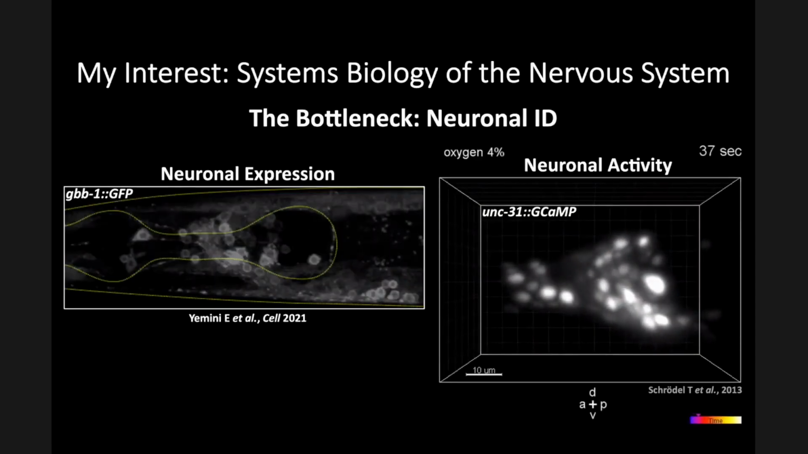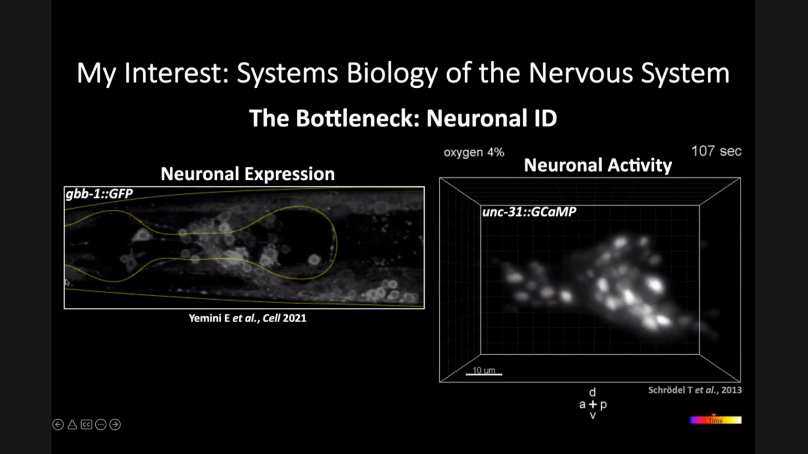My own interest is in the systems biology of the nervous system. And what I mean by that is I want to understand the roles of these individual neurons and then how they all come together and holistically output behaviors. But the bottleneck that we face in this field and in other organisms as well is neuronal ID.